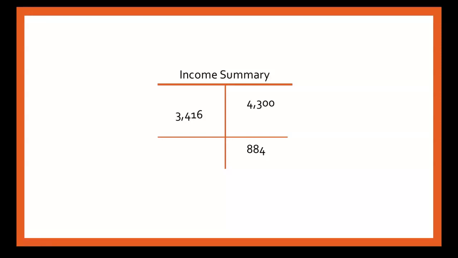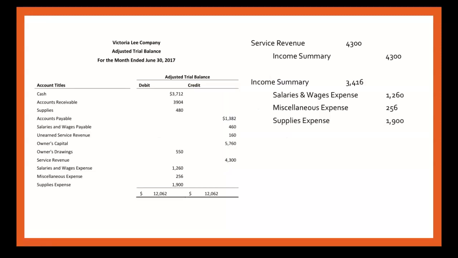So now that we have that balance for income summary, we need to close our income summary account. So if income summary has a credit balance like it does in this case, to close it out, to get it down to a zero balance, that means that we're going to have to debit our income summary. And then where do we close income summary to? We close it to owner's capital. And we take that $884 that we just found on our T accounts.